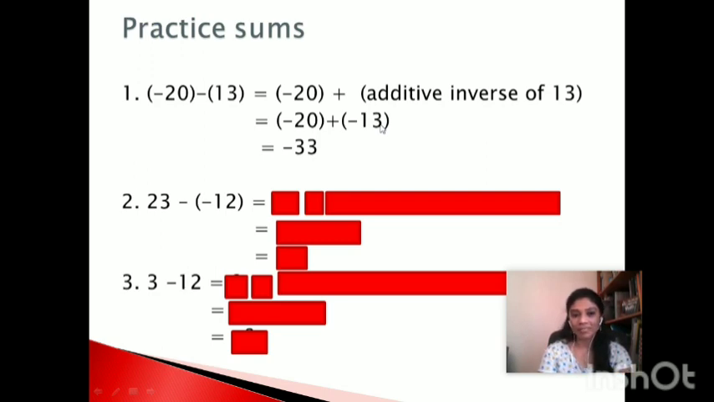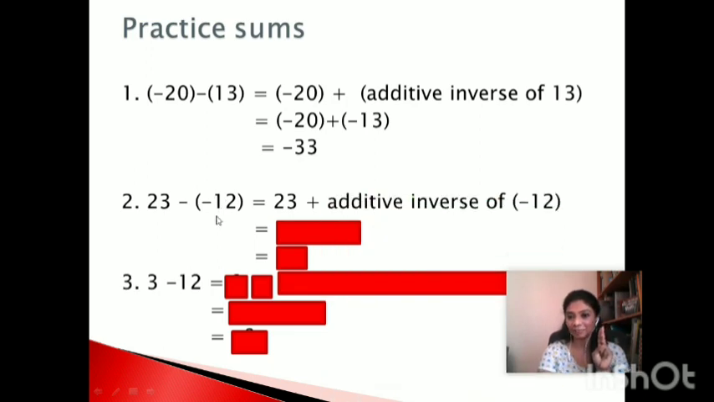Consider the second sum, 23 minus of minus 12. First, keep the first integer as it is. Change the center sign minus to plus. Then find the additive inverse of the second integer, the additive inverse of minus 12, and add to the first integer. After finding the additive inverse of minus 12, I need to add to 23, the first integer, right? So what is the additive inverse of minus 12? Plus 12. So 23 plus 12. That is my third step.